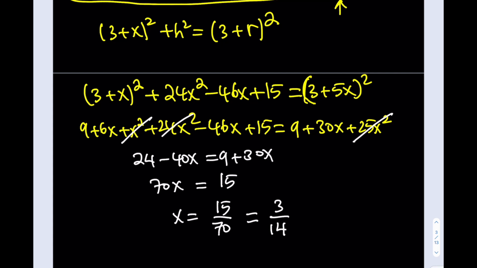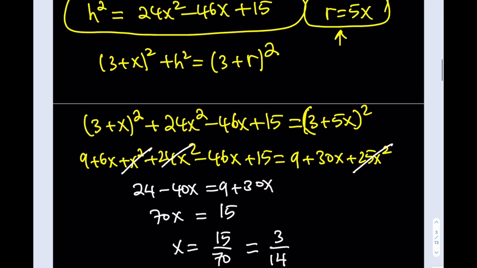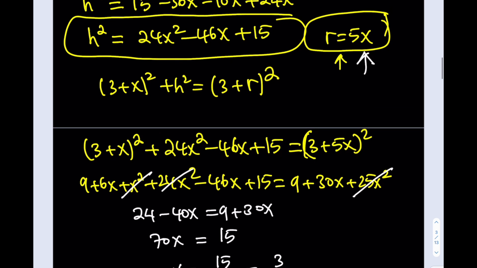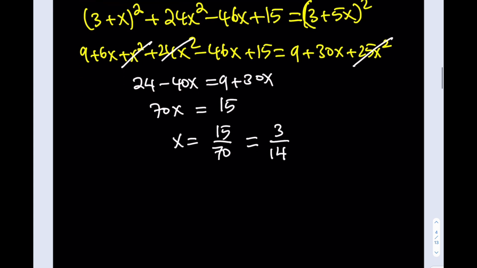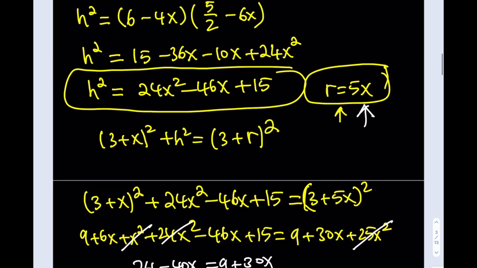Okay, now what I can do is I can actually substitute this x here, right? And find the value of r, and then I reach my goal. R equals 5x. Therefore, from here, r is going to equal 15 over 14. So that's the radius of our circle here.